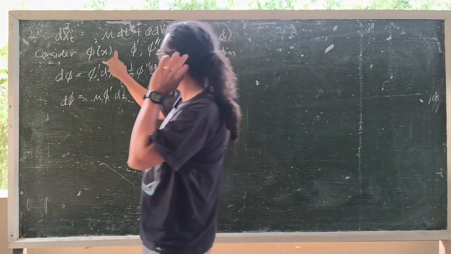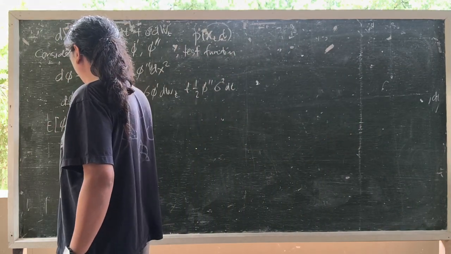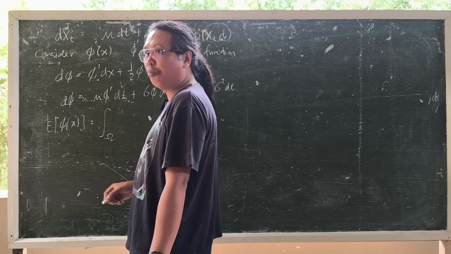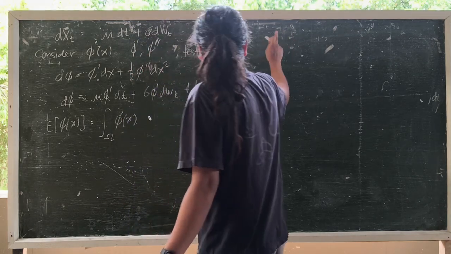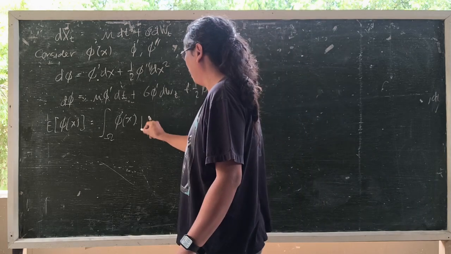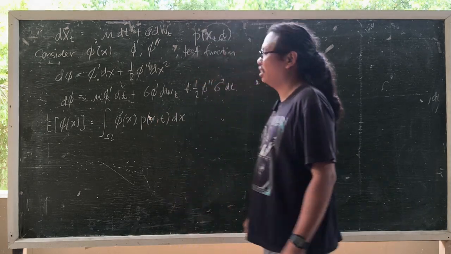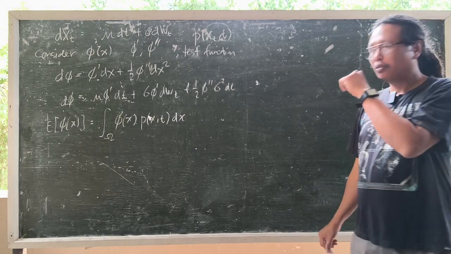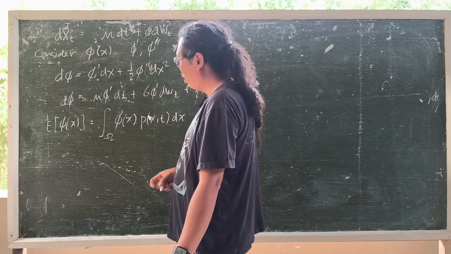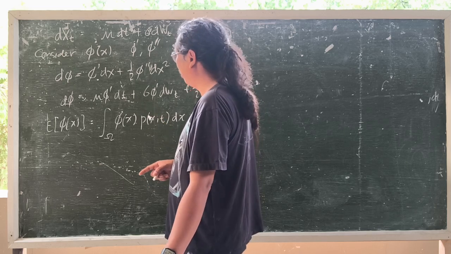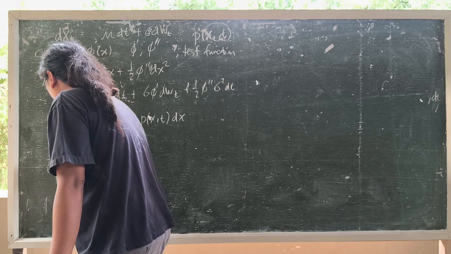Now, we have this phi of x. What is now the expectation of phi of x? It is the integral over all space omega of phi of x times P of x t dx, over all space omega. Now, we take the derivative of this expectation value.